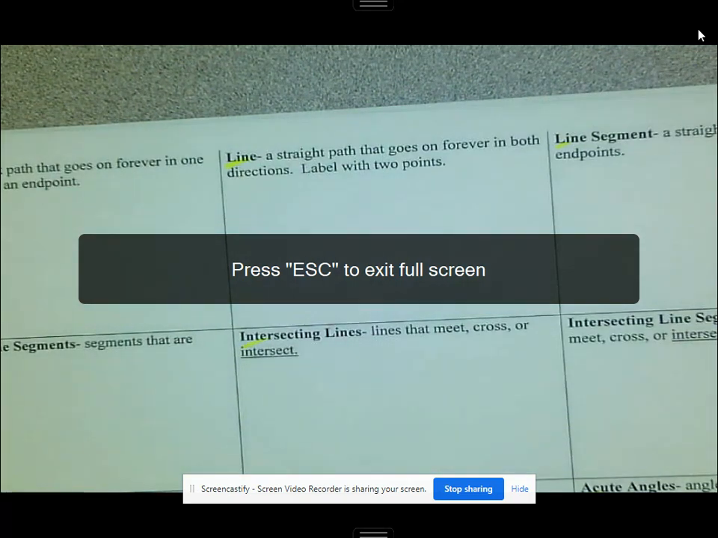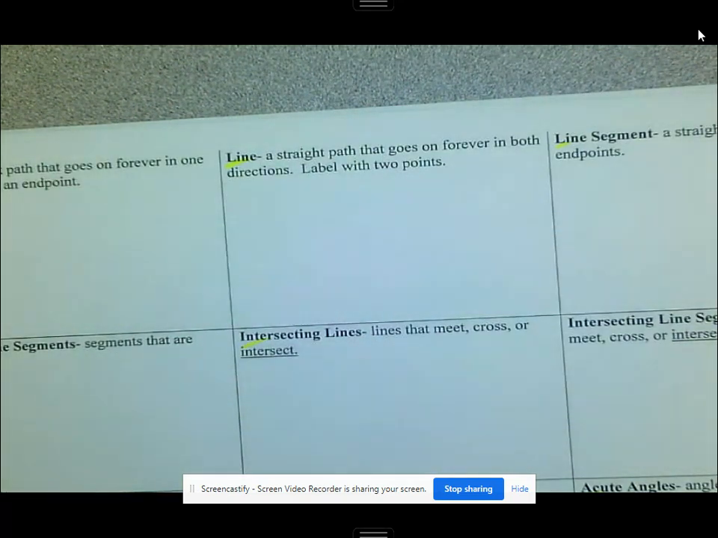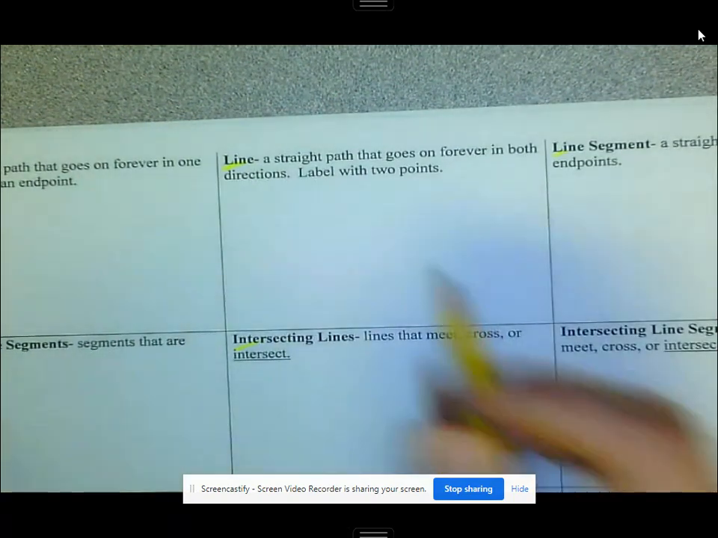Hello there, I am Mr. Reinhardt. I'm here to introduce you to ideas such as lines and angles. And so today we're going to start by looking at what a line is.